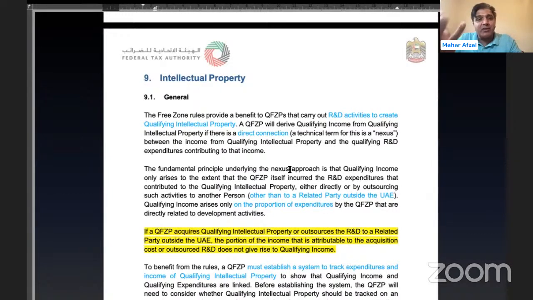The product that you are developing, from that product, you are generating consideration. Then there is a possibility, based upon the formula, that your income will be qualifying income. If you are buying the intellectual property and generating income, no, this is not a qualifying intellectual property. Or if you are developing an intellectual property, but you are outsourcing the activities to any other person out of the UAE, your related party, then it will not be your qualifying intellectual property.